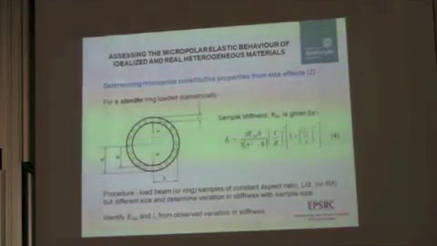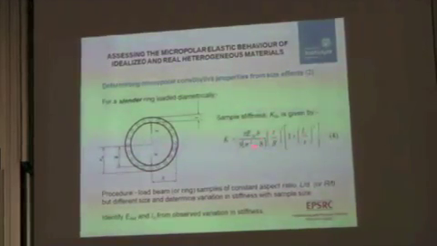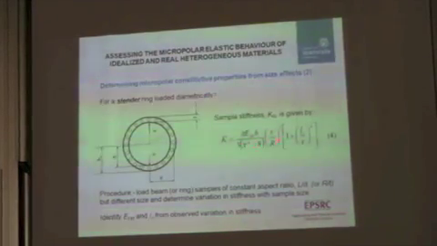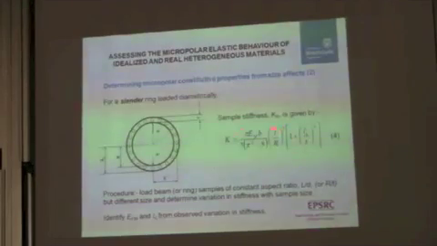As well as looking at straight slender beams and loading them in 3-point bending, I'll talk about slender ring samples that have this geometry. And the stiffness for these samples follows a very similar expression. The first part of the equation there on the right gives the stiffness of a classically elastic slender ring, and then you've got this correction term here.